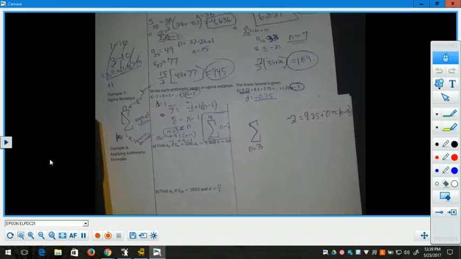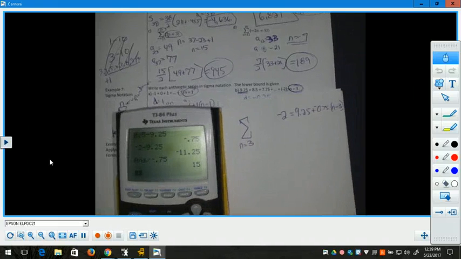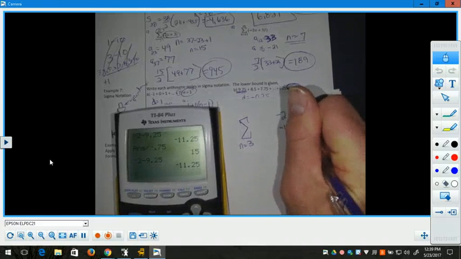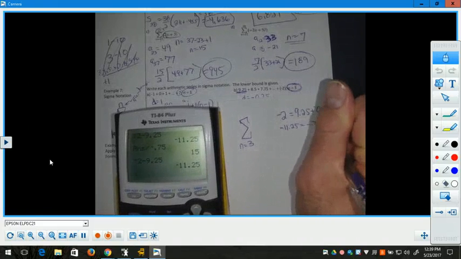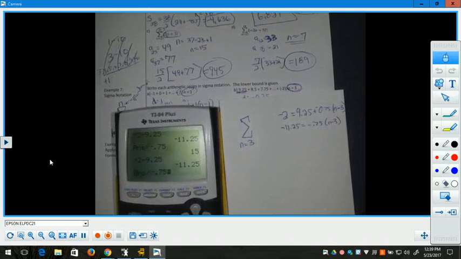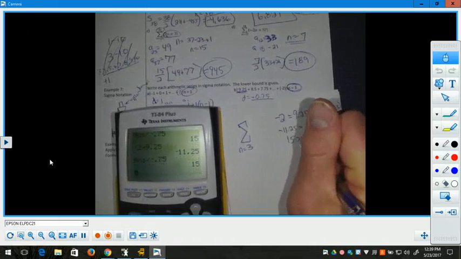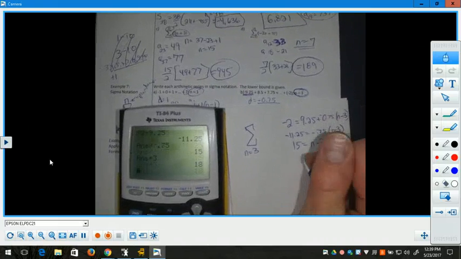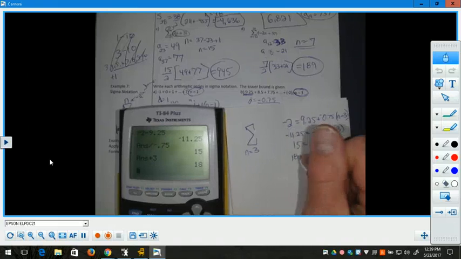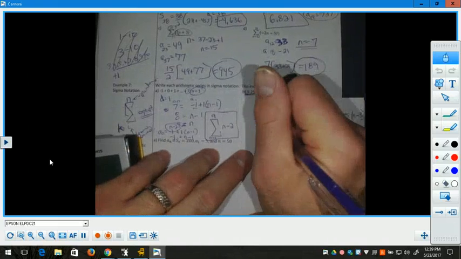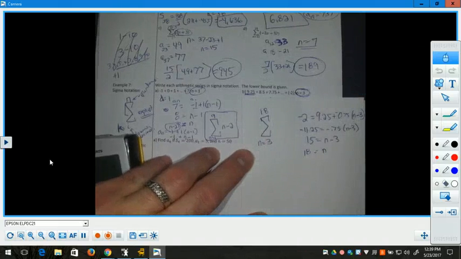So when I solve this, I have negative 2. I'm going to subtract 9.25. I'm going to divide by negative 0.75. And I'm going to add 3. This gives me a value of n equals 18. So for my sigma notation for letter B, this is an 18 up here.